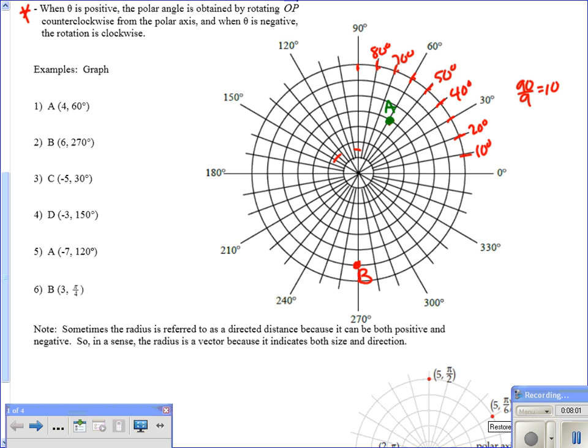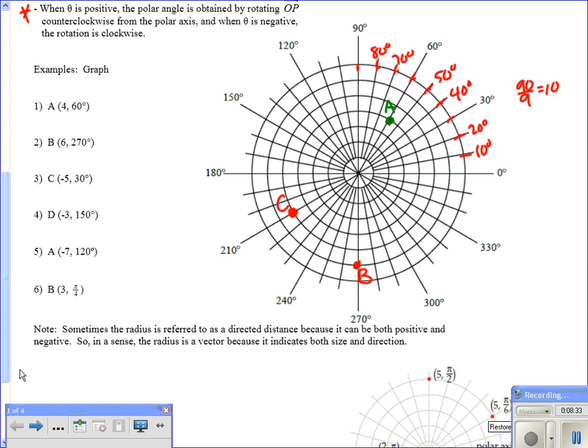For the next one, let's go ahead and do C. We have -5 and 30 degrees. So here's 1, 2, 3, 4, 5, and 30. But the problem is I have -5, 30. So that means I need to go in the opposite direction. 1, 2, 3, 4, 5. So this would be -5, 30 right there. Just remember, the negative means you go opposite, like the vectors. So this is going to be point C.